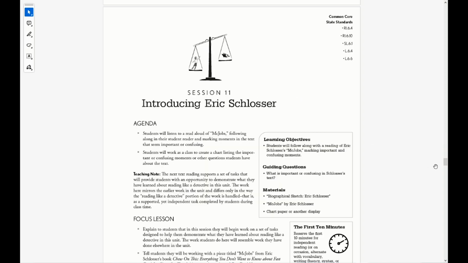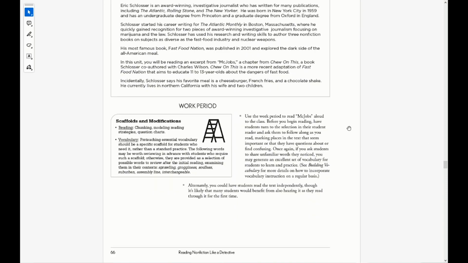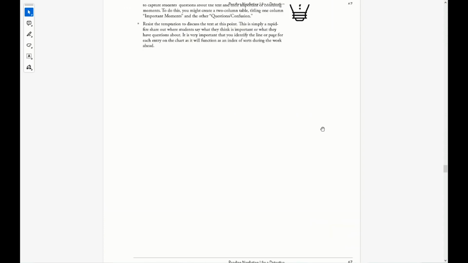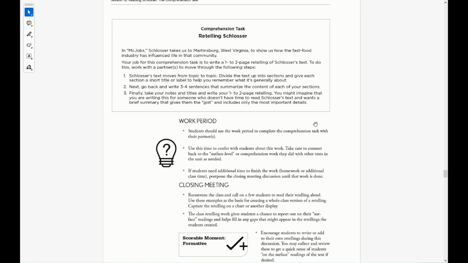As I described earlier, Eric Schlosser is the second text, and we get to work through McJobs with students, and that follows a very similar process. So we read a little bit about Eric Schlosser and who he is. We read the text together with students. We think through it and do some comprehension work.